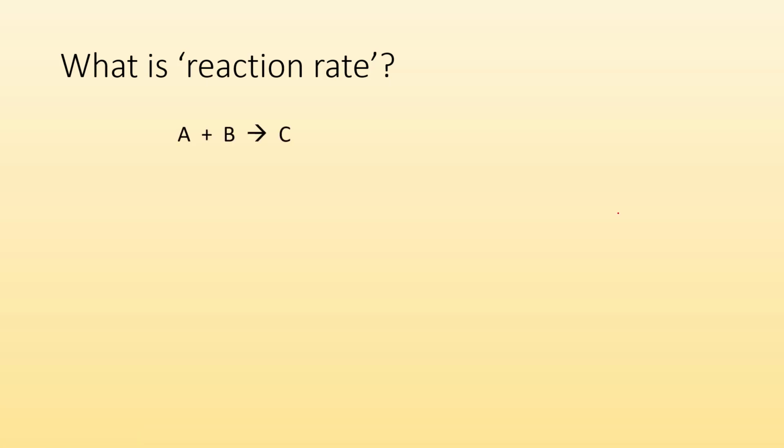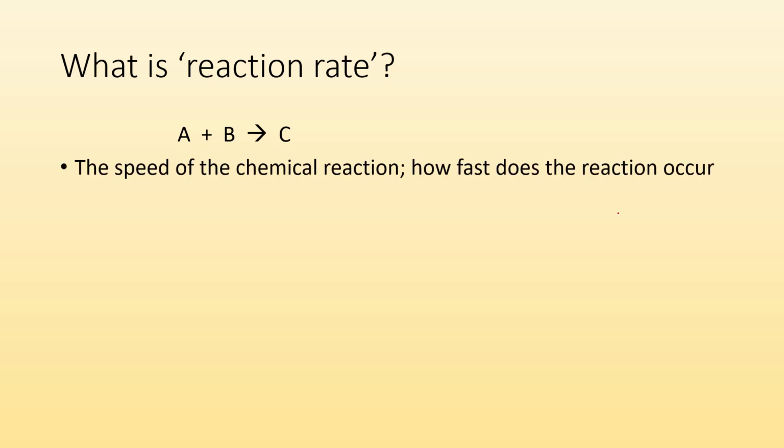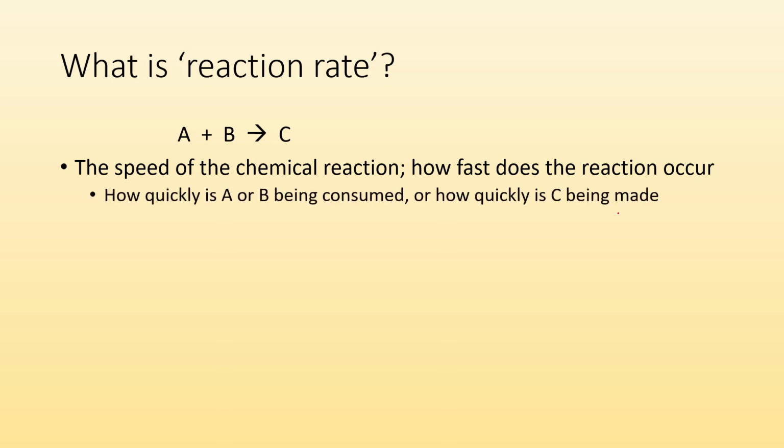So if this is our generic reaction, A plus B gives me C, the reaction rate is the speed of the chemical reaction. It's basically how fast does the reaction occur. So in this example, it could be how quickly is A or B being consumed because they're reactants, or how quickly is C being made because it's a product. So rate, again, is just change over time.